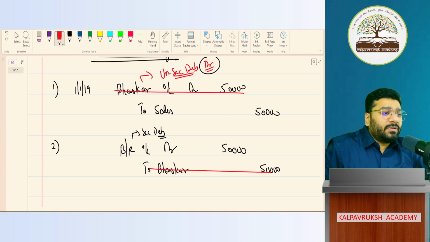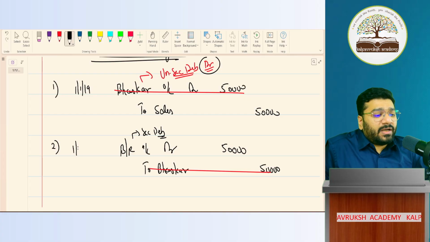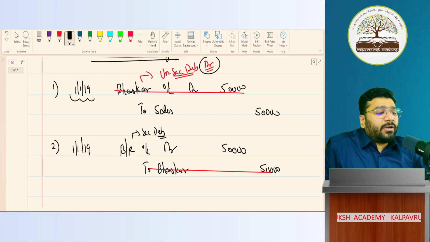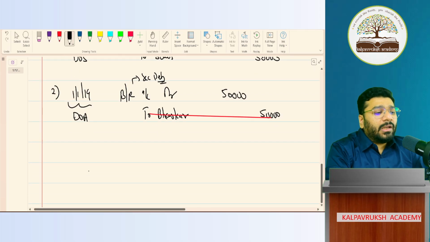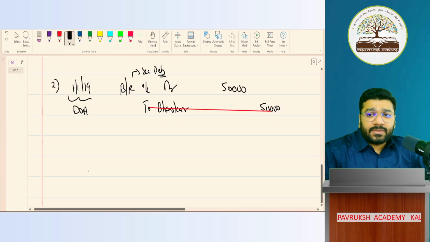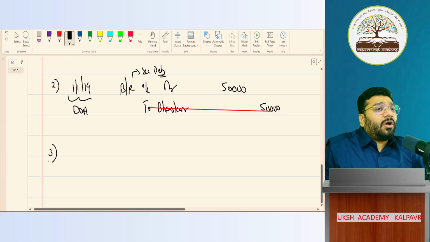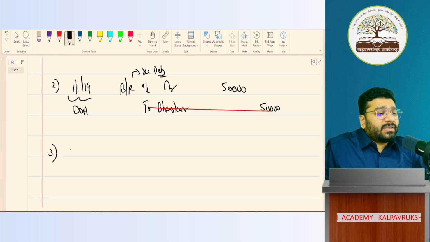Okay? This acceptance has also happened on 1/1/2019 itself. So this is the date of sale, and this is the date of acceptance. Now what happens? Waiting happens. What day comes? Date of maturity. So what's the maturity date?